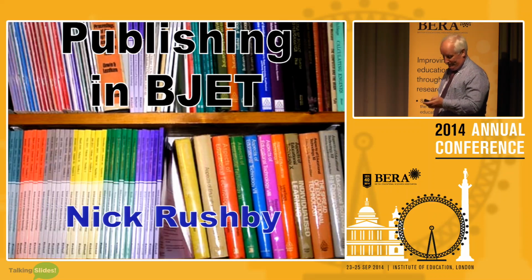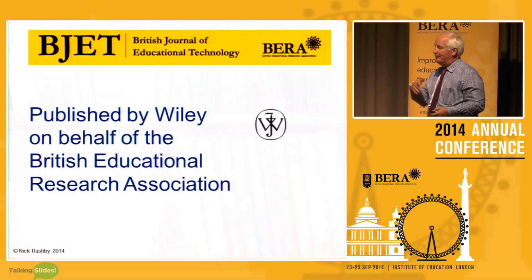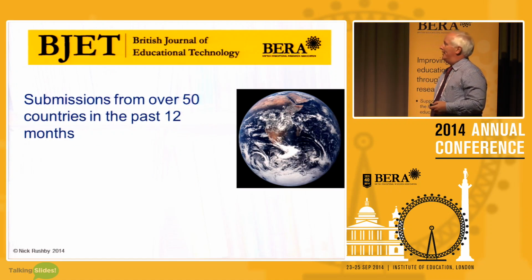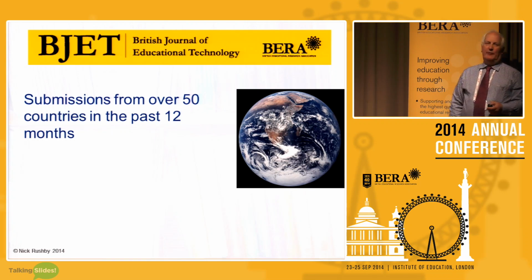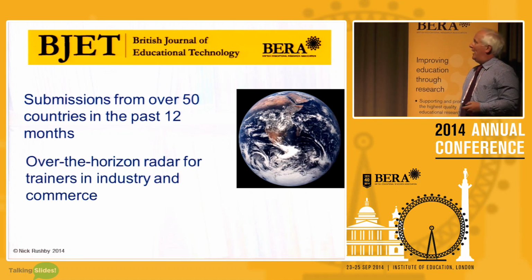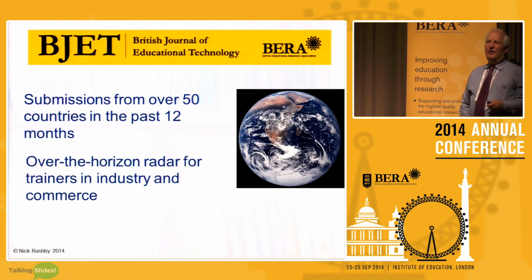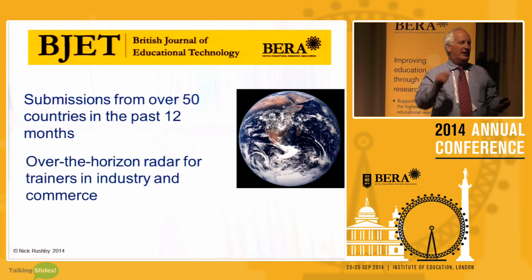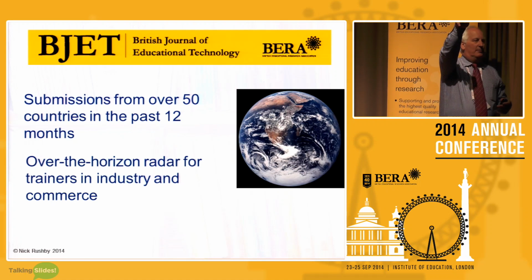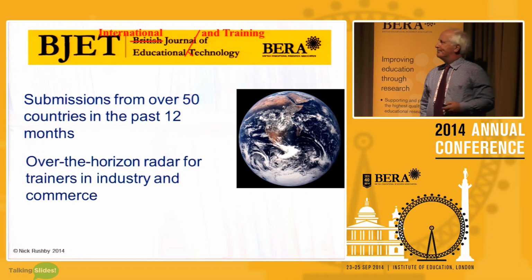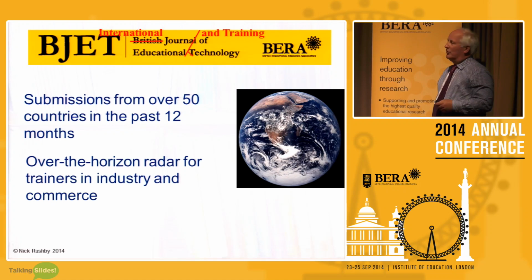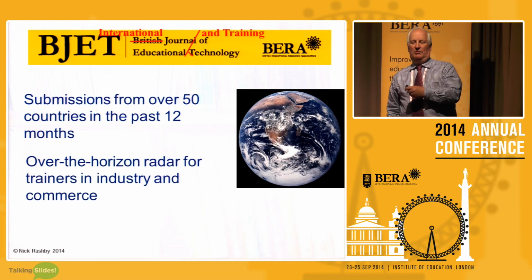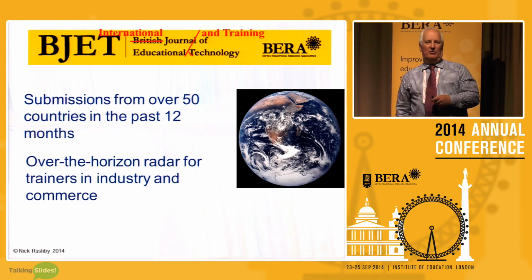So, publishing in BJET. As you know, it's published by Wiley. Very international. Over the last 12 months, something like 50 different countries. And it's an over-the-horizon, I like to think of it as over-the-horizon radar. Okay? Maybe you can see a long way. It's got a title, the British Journal of Educational Technology.